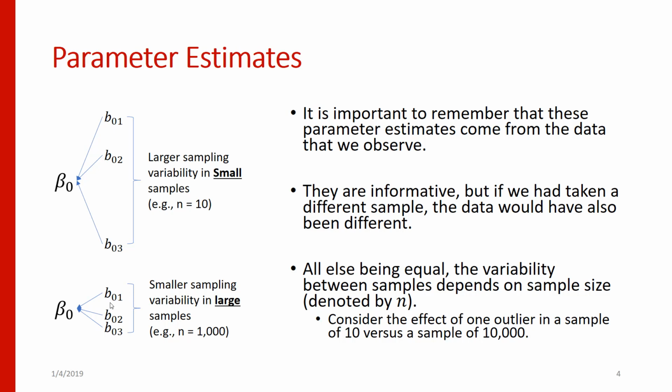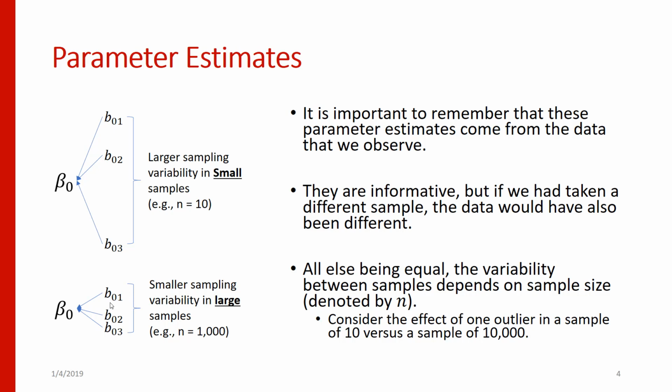But now let's say I only took 3 people at a time. If I randomly select 3 people and I average their heights together, I might randomly sometimes choose 3 very tall people, or randomly sometimes choose 3 very short people. And in my smaller samples, outliers are going to have a much larger effect. So it's important to remember that these parameter estimates come from the data that we observe. And although they are informative, if we had taken a different sample, the data could look very different.